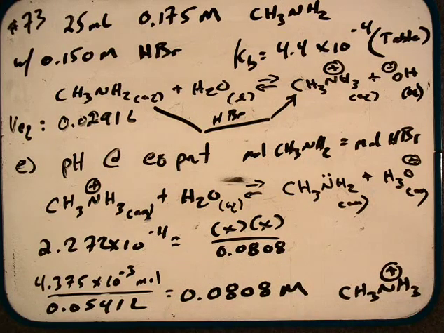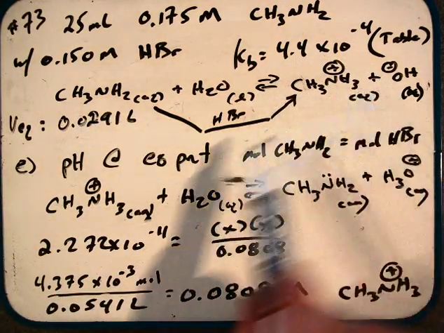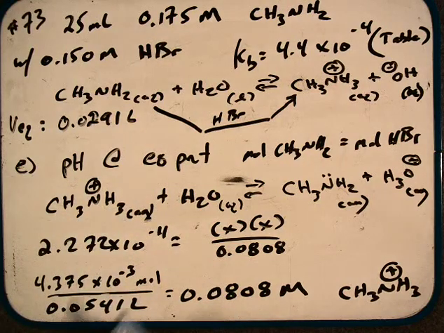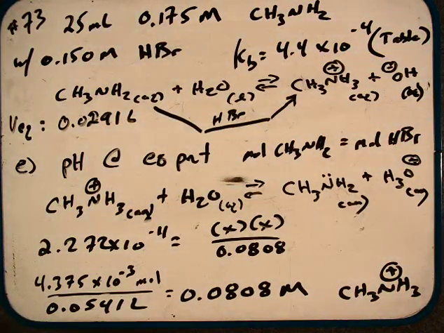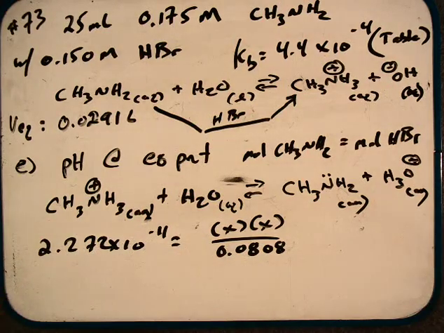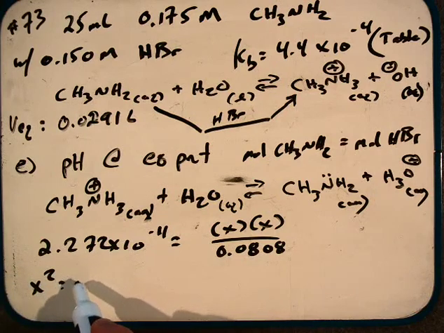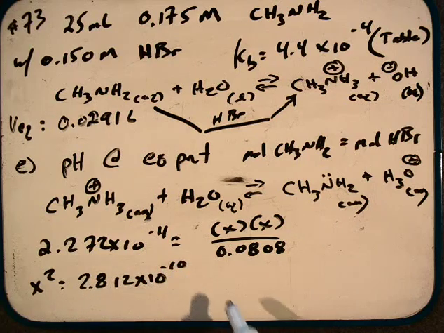And so that's what's going to go there. So again, this just comes from the moles that we started with of our base. At equivalence point, now that's how many moles of our conjugate we have. That's really what we're beginning with here. We're just dividing by the new volume, which is our 0.0291 liters, plus our 0.025 liters of our sample. We solve for that. Our x squared is going to be equal to 2.812 times 10 to the negative 10th.